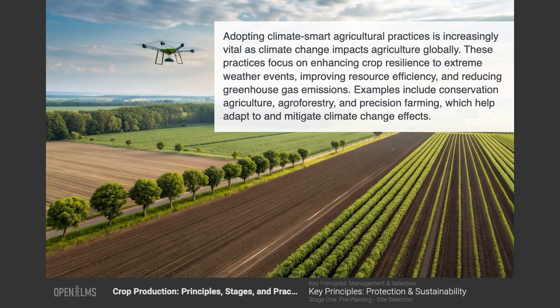Adopting climate-smart agricultural practices is increasingly vital as climate change impacts agriculture globally. These practices focus on enhancing crop resilience to extreme weather events, improving resource efficiency, and reducing greenhouse gas emissions. Examples include conservation agriculture, agroforestry, and precision farming, which help adapt to and mitigate climate change effects.